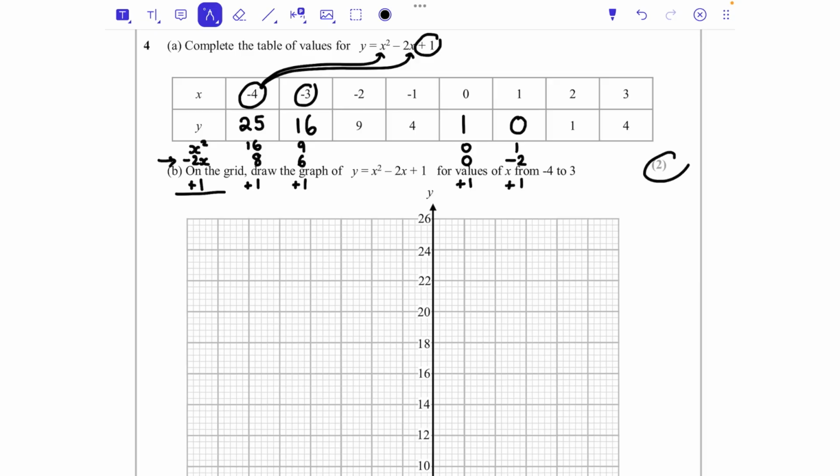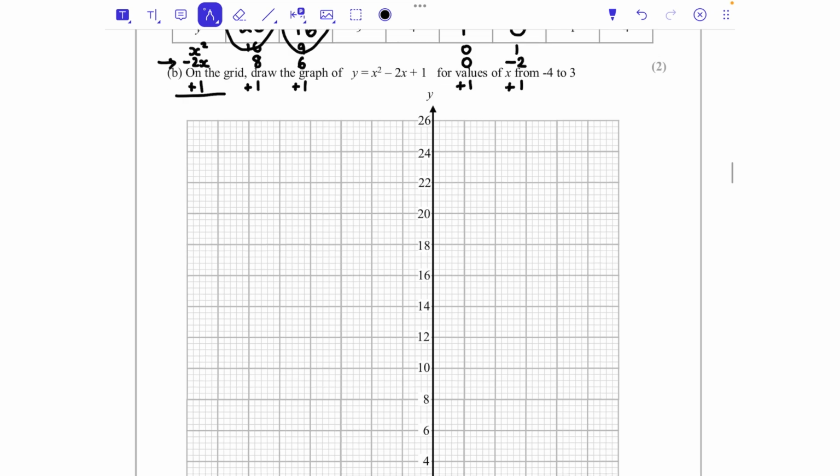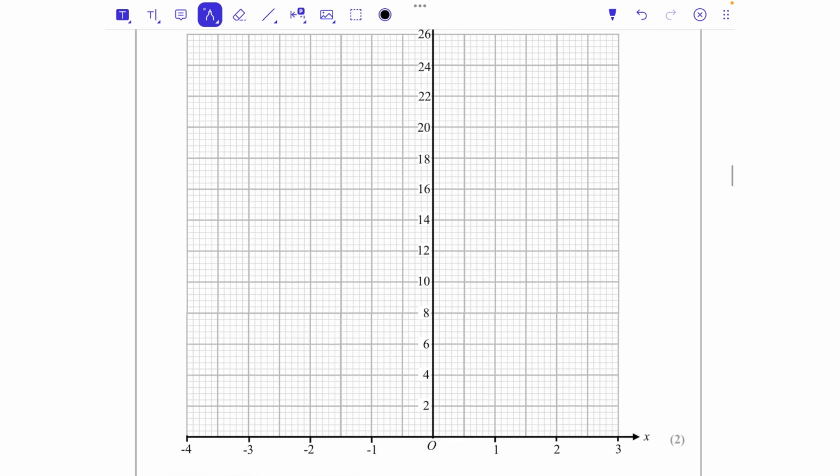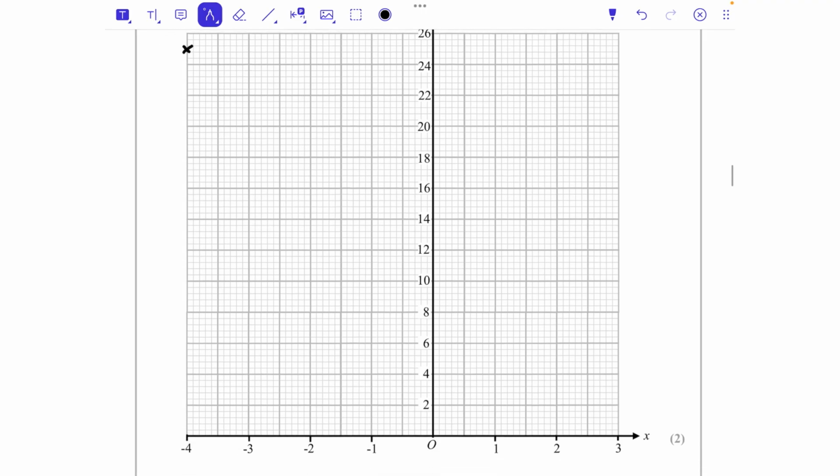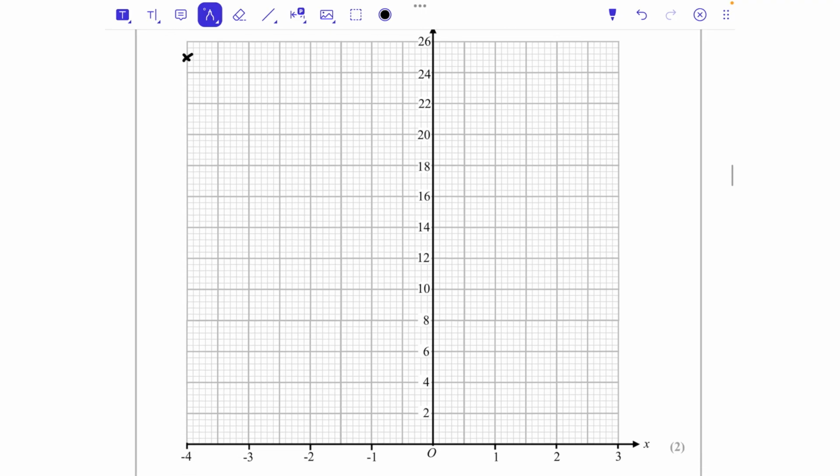We've now filled out all the values, so that would be the 2 marks up there, and we've just got to plot those values on the graph now. So we know that each of these is a coordinate, so (minus 4, 25), (minus 3, 16), and so on. So (minus 4, 25) is going to be here. I've then got (minus 3, 16), which is going to be here.